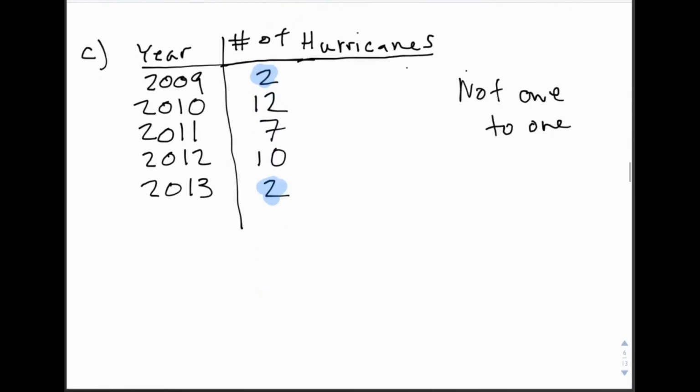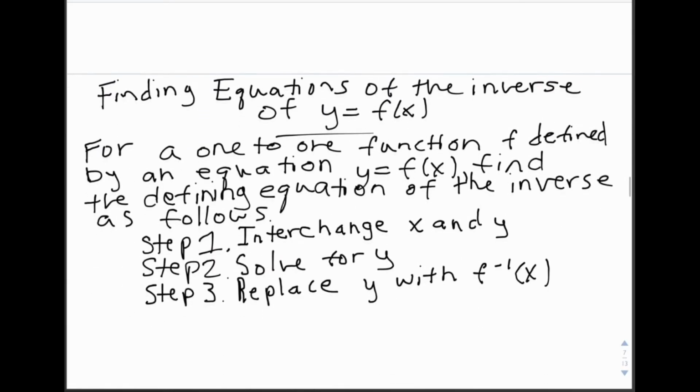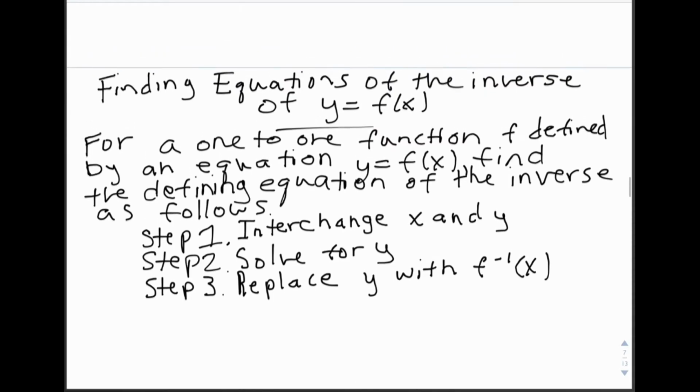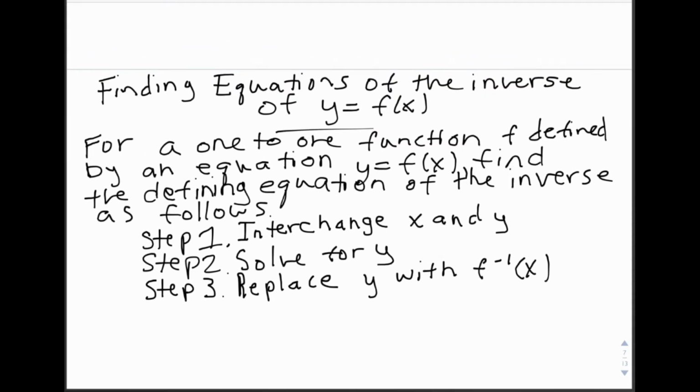All right. So next we can move on to finding equations of the inverse. So let's go ahead and try to find equations of an inverse. For a 1-to-1 function, f is defined by an equation y is equal to f of x. Find the inverse of the defining equation as follows. First step, you're going to interchange your x and y. Then you're going to solve for y. Once you have solved for y, you can take that y and replace it with f inverse of x.